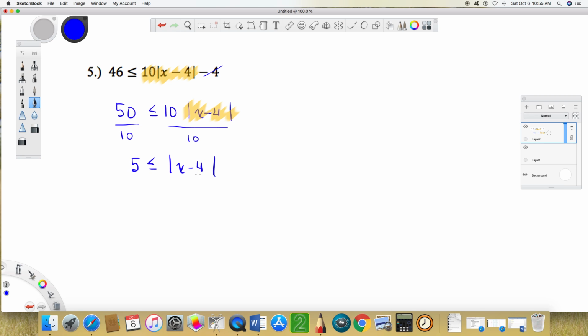I have a preference. You can leave it like that, but I have a preference towards having my variable expressions on the left. Now the arrow is pointing towards 5. It's still pointing towards 5. To say that 5 is smaller than the absolute value of this expression is the same thing as saying the absolute value of this expression is greater than 5.